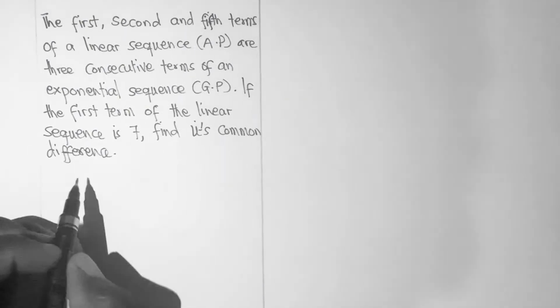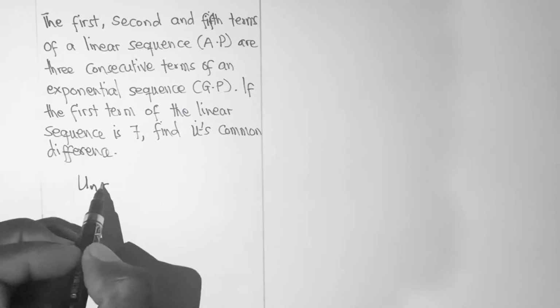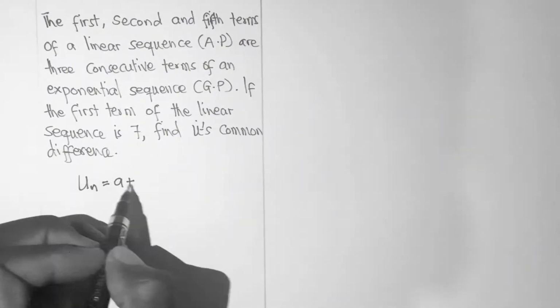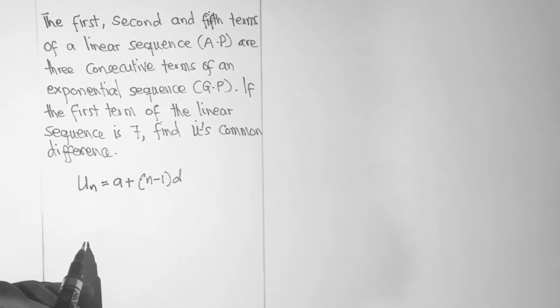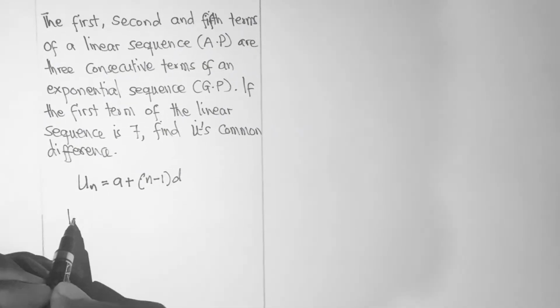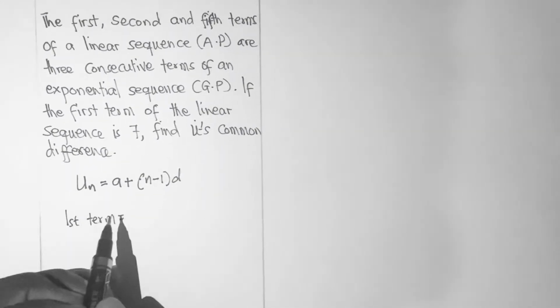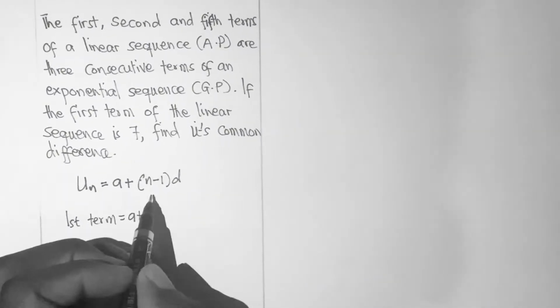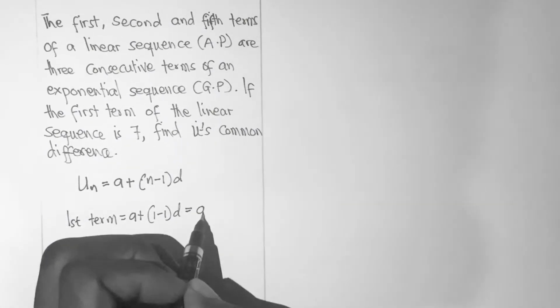So now, the general formula for finding the nth term, un, of a linear sequence is equal to the first term, a, plus, into brackets, n minus 1 times the common difference, d. So for the first term, n is equal to 1. So that will be a plus, into brackets, 1 minus 1 times d. And this is equal to a.